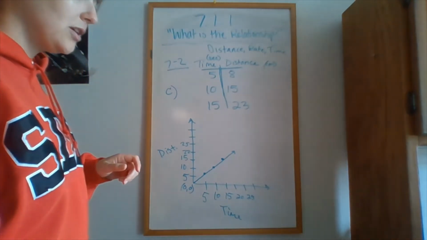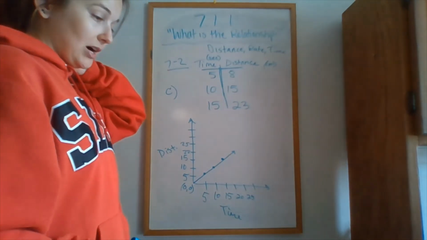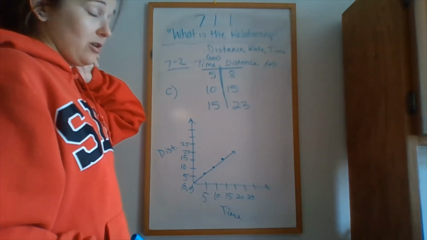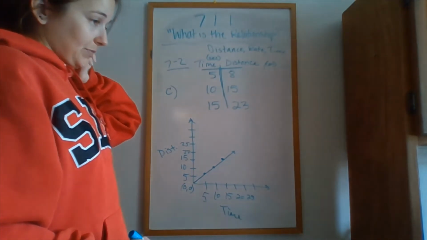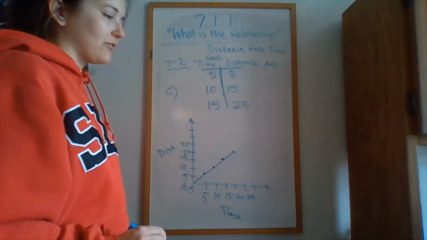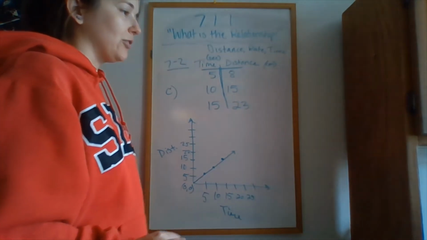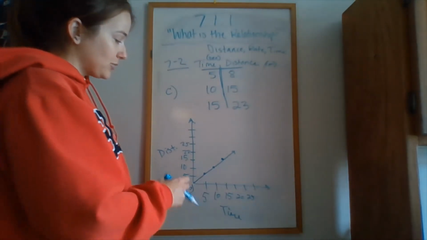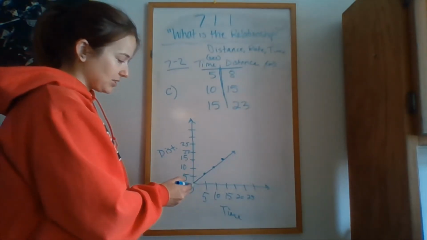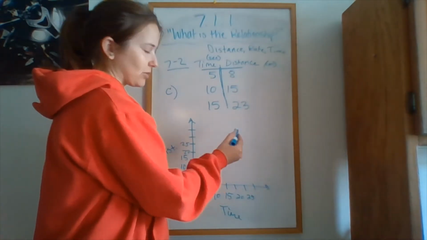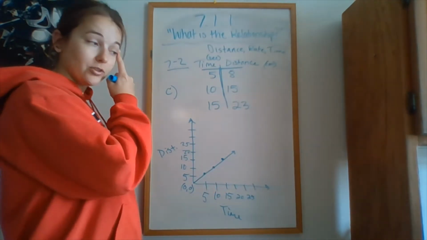And then it says, should your graph stop? I said it should stop when it reaches the end of the paper. And then it says, would it make sense to continue your graph to show how your toy would travel if you were to continue measuring for time? So yeah, it would make sense to me, because if we were going to keep going, we could just continue the graph and continue our table. So I put yes, that it would make sense to continue the graph.